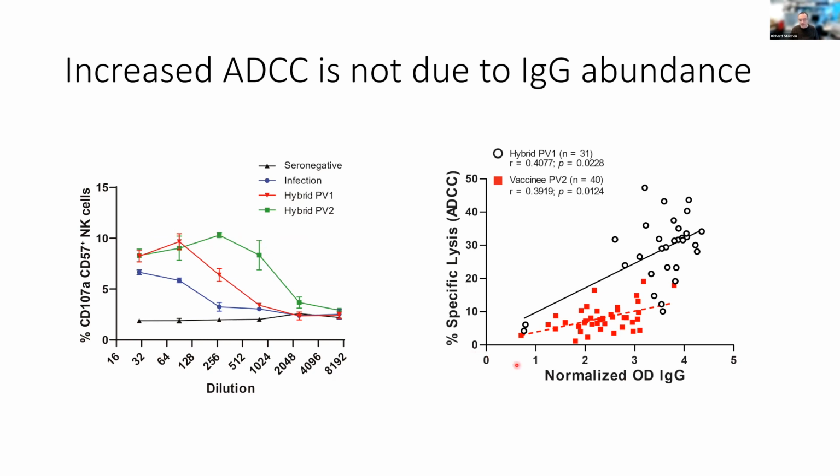And the second thing we did was to compare directly levels of IgG with ADCC activity. And so you can see that there is a relationship between levels of IgG and ADCC activity in both the hybrid and the vaccinee cohort. But again, that relationship is very different. For a given level of IgG, you get superior ADCC in the hybrid cohort compared to the vaccine cohort. And so that really says it's the quality of the immune response that makes the difference here, not the quantity.